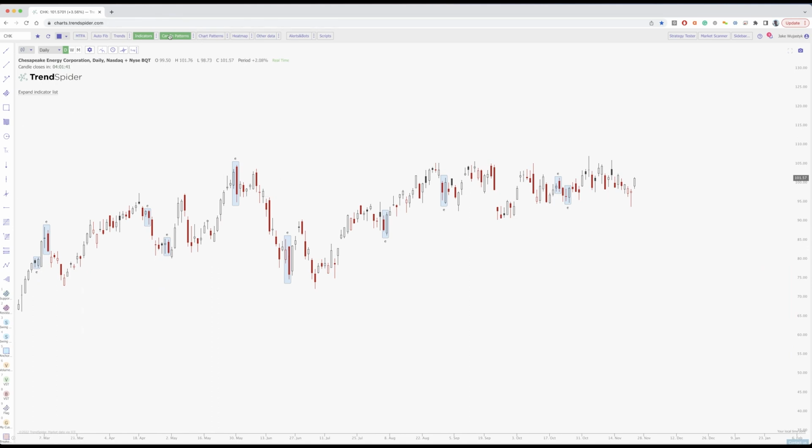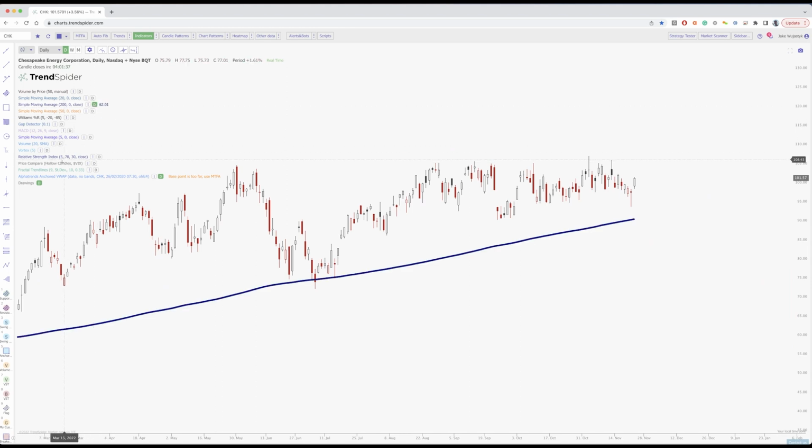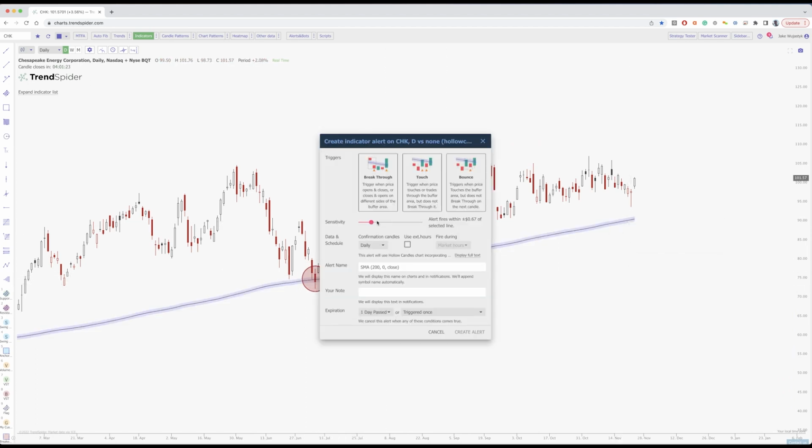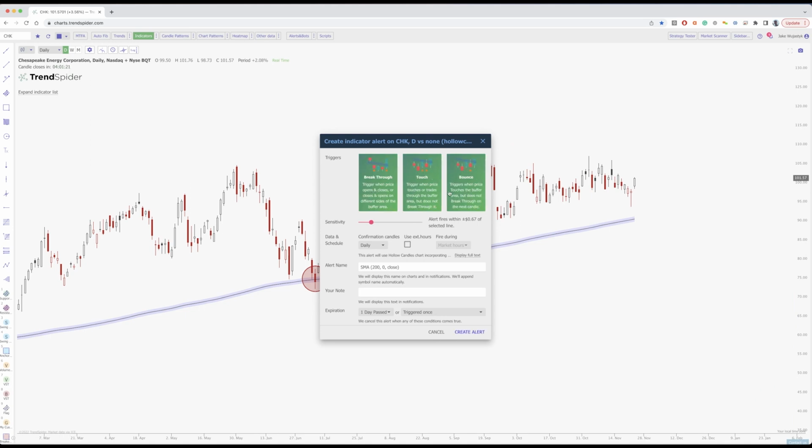The next thing that we have on the platform is the alerts. So you can see here that if I pull up the 200-day moving average, and I think price is going to continue to move down to the 200-day moving average like it did back here in July, I can easily go in and right-click, create an alert at this line, and then I can choose how I want price to interact with this level, or I can choose all three. So a breakthrough, a touch, or a bounce off of this area.